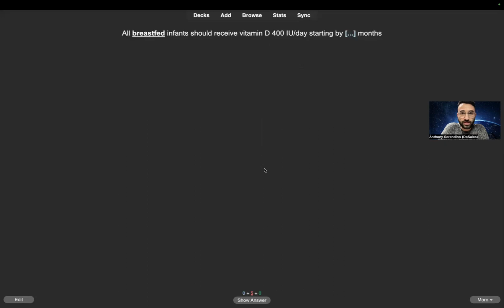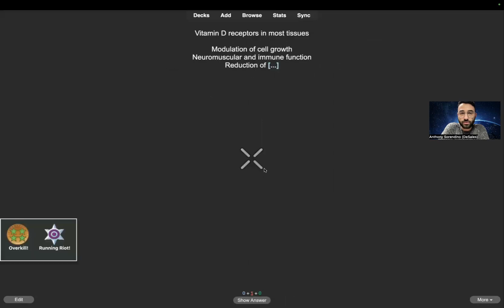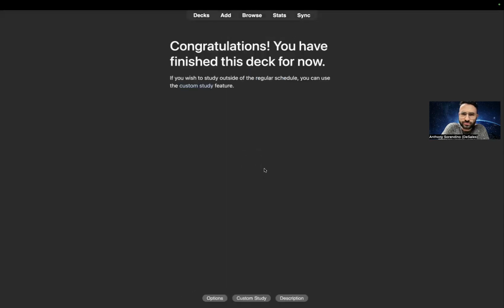The different treatments here. All breastfed infants should receive vitamin D. See, this doesn't say what type of vitamin D we're giving them. I assume this is... I actually don't know what this is, but it's 2 months, 400 IU. Liver is 25, greater than 2.5 for osteoporosis threshold, reduction of inflammation.